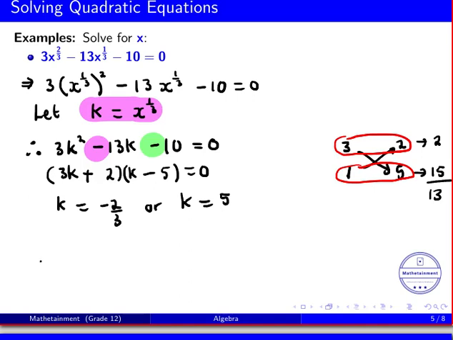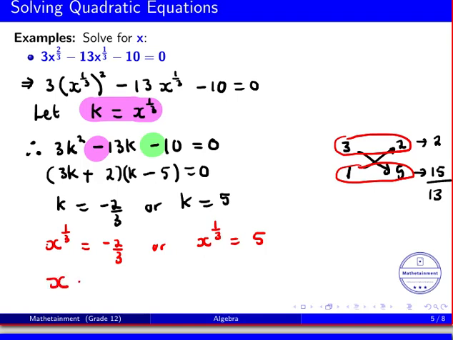However, you are not solving for k here, but you are solving for x. So now remember that this means that your x to exponent 1 over 3 is equal to negative 2 over 3, or your x to exponent 1 over 3 is equal to 5. That's what you have. So this means that if I take the cube on both sides, if I exponentiate on both sides by 3, then this is what I'm going to have.